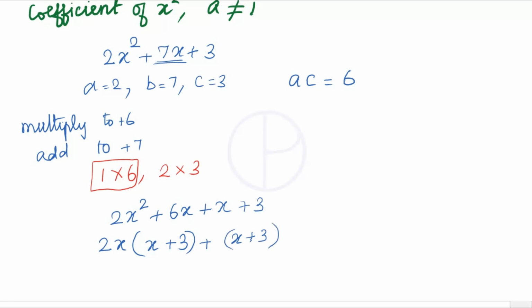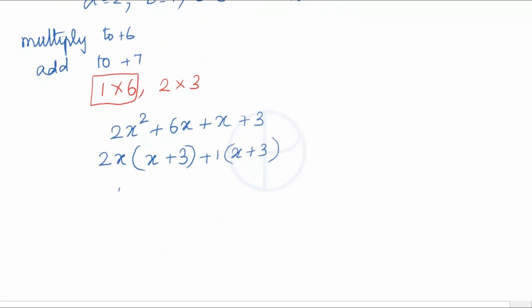Okay. Now we need to take the common brackets. Okay. So we can write 1 here. 1 multiplied by x plus 3 is nothing but x plus 3 only. So if you take x plus 3 commonly, you will get 2x plus 1.